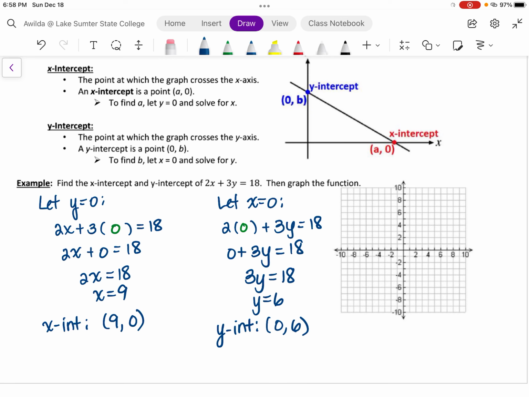Now, if we plot these 2 points, 9, 0, and 0, 6, we have found the x and y coordinates for the x-intercept and for the y-intercept, which means that we now have enough information to graph our line.